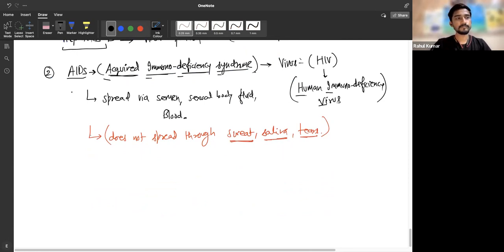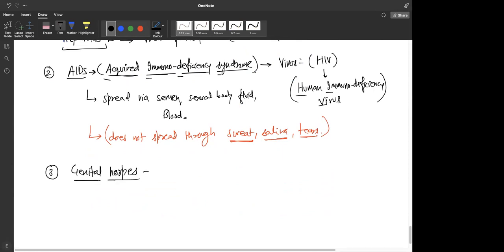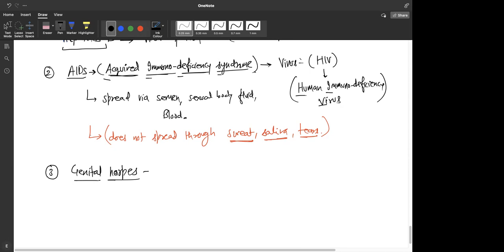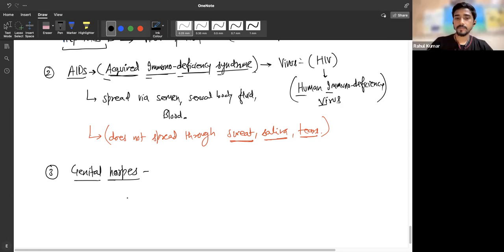Okay. Anything else? What are the other diseases? There's something called genital herpes. Rashes are formed in the genital area. Yes, so that's called genital herpes. Herpes can also be spread to other regions of the body. But what causes herpes? So it's a virus, okay?